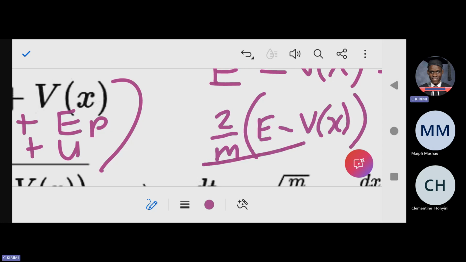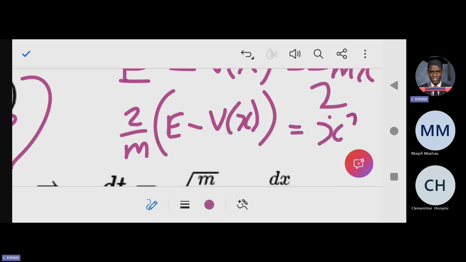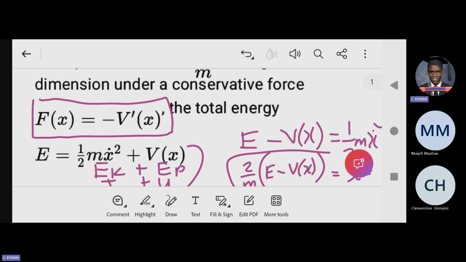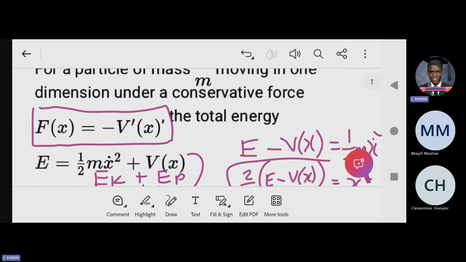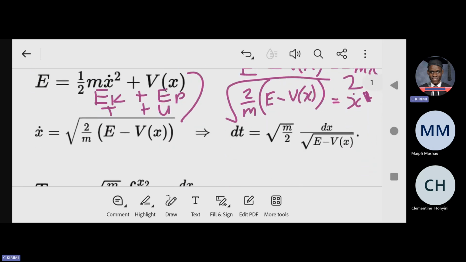What is it equal to? It's equal to x dot squared. If you don't want the square, how do you remove it? By square rooting this side, isn't it? So that's where you start your equation. First, you give the definition of potential energy of a conservative force. Then from there, what does total energy mean? From there, make x dot the subject of the formula.